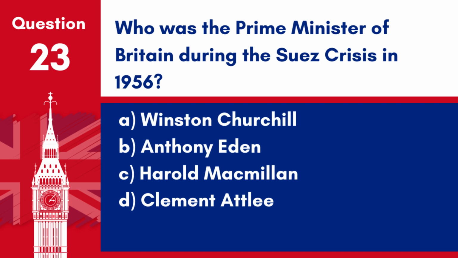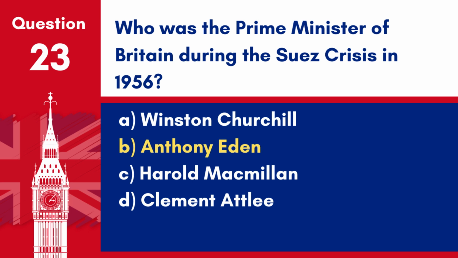Question 23. Who was the Prime Minister of Britain during the Suez Crisis in 1956? A. Winston Churchill. B. Anthony Eden. C. Harold Macmillan. D. Clement Attlee.